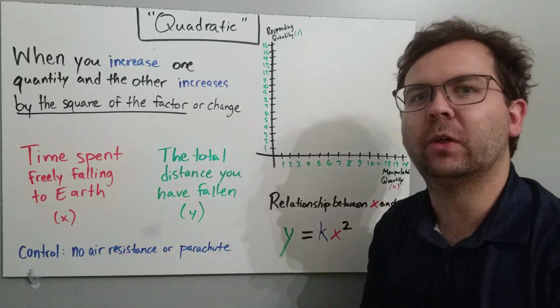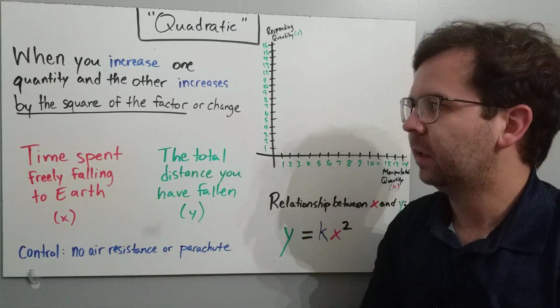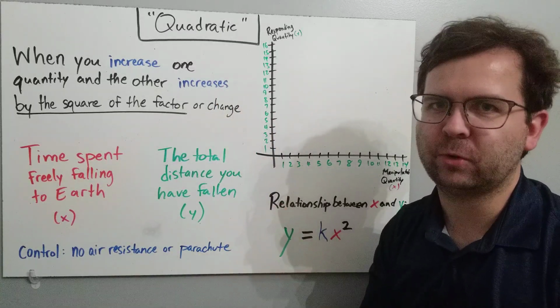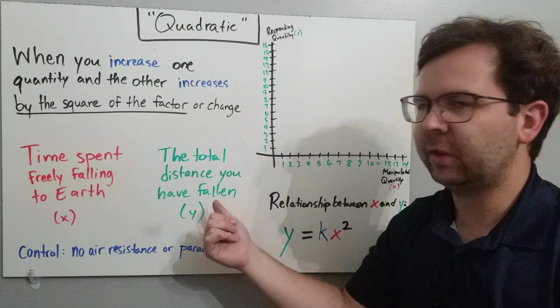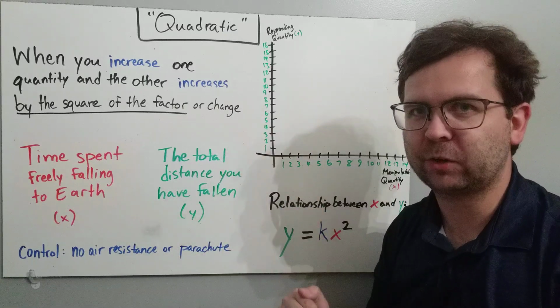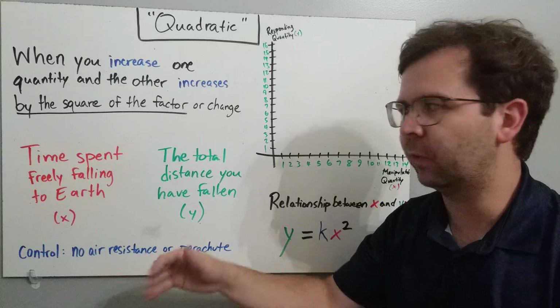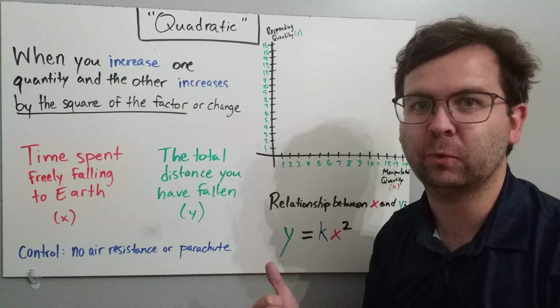Let's say you're freely falling to the earth, skydiving. The time that you spend skydiving, you're going to get faster and faster and faster. That means that if you measured how far you've actually fallen, if you increase the amount of time you fall, you're actually increasing the distance you fall exponentially.